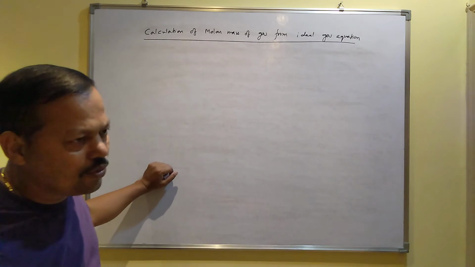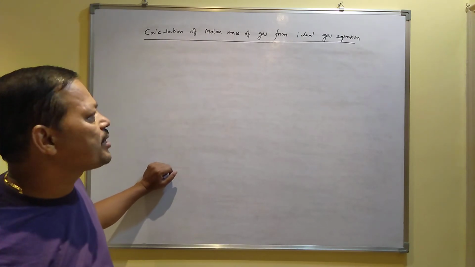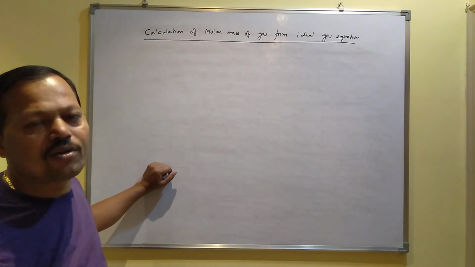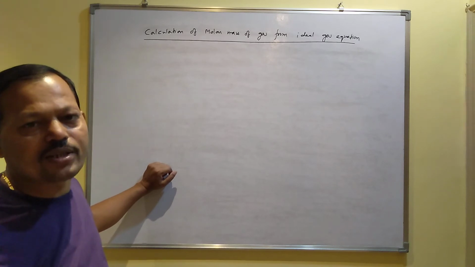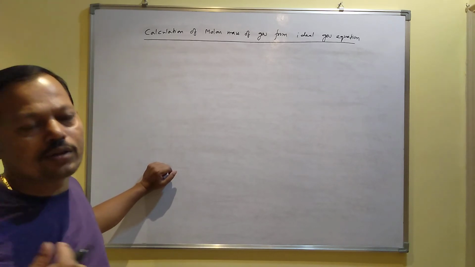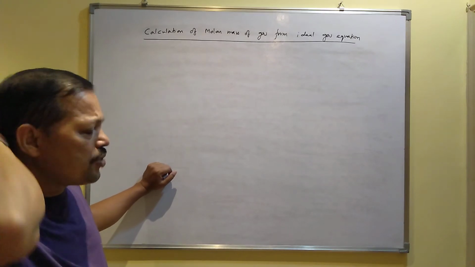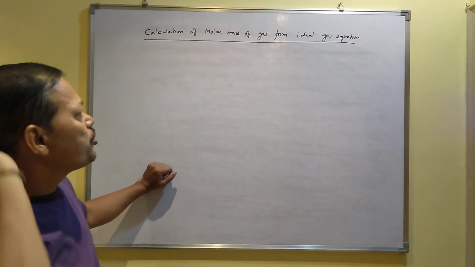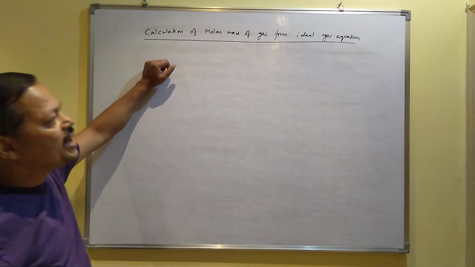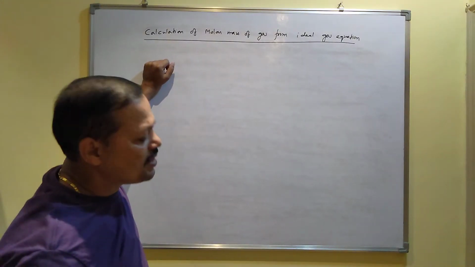For example, if you consider carbon dioxide gas, molar mass is 44, nitrogen gas molar mass is 28 gram per mole, oxygen molar mass is 32 gram per mole. So every gas has some molar mass. So you can determine that molar mass of gas by applying the ideal gas equation.